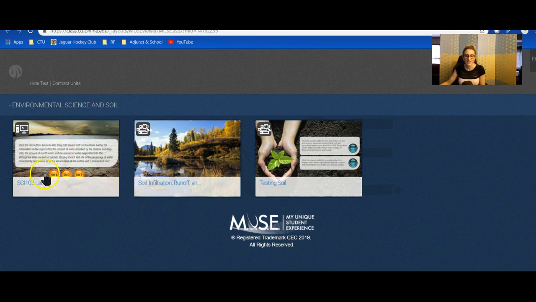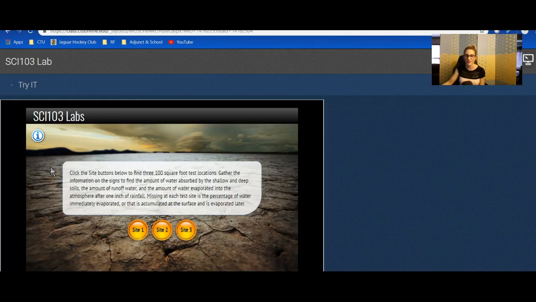When you click there, you're going to see a couple different things. It's kind of flip-flopped if you notice. In the individual project 2, the lab's on the right side and the resources are on the opposite side. So it's kind of flipped for this one. You're going to look at the testing soil resource there and the soil infiltration resources. Definitely preview those first. But here is the actual lab. So you're going to click on the lab.